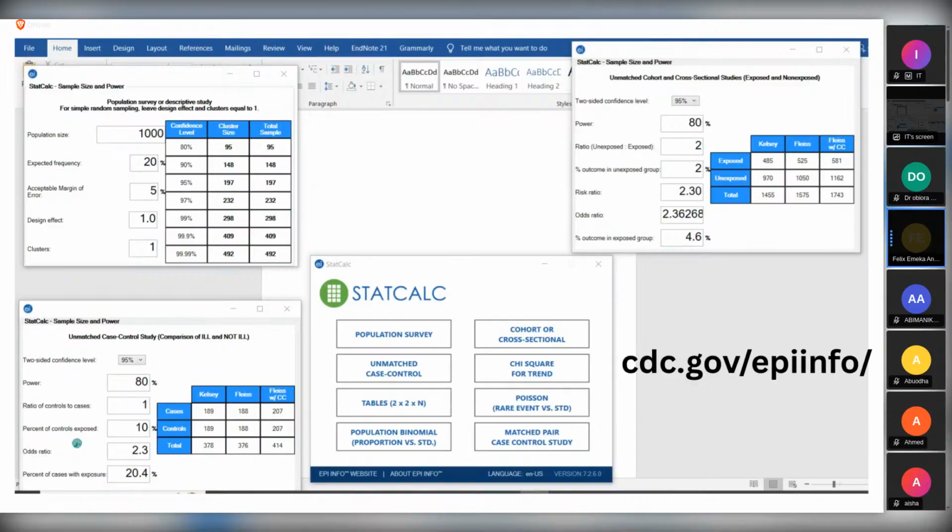Your recommended power is usually 80%. You should not go below 80%. 80% power is usually like the limit. You can have 85, you can have 90%, but the more the power, the more the number. So you can do 80% power, which is like the minimum. Then the ratio of control to case, that depends on you.